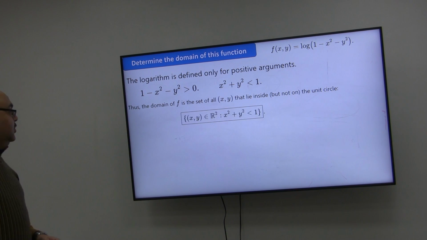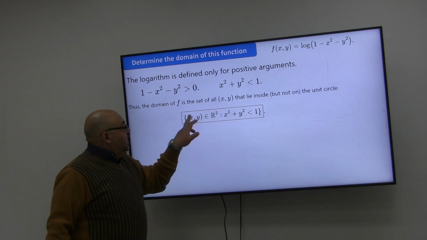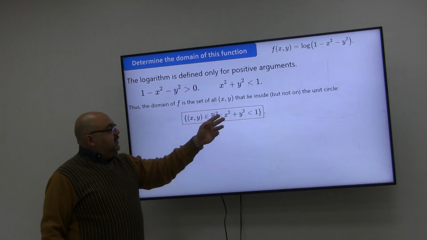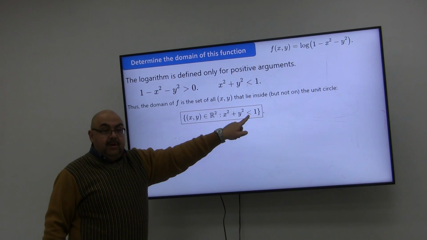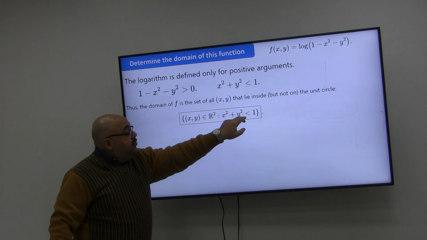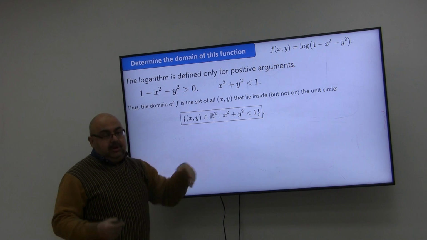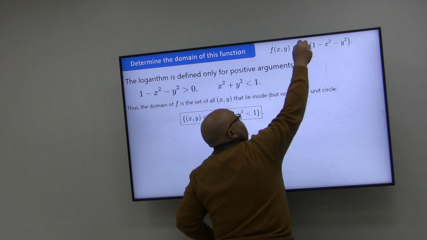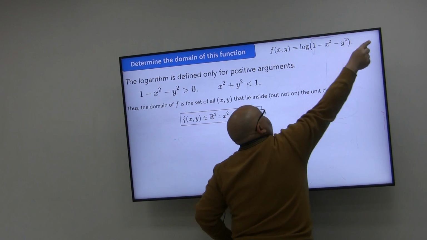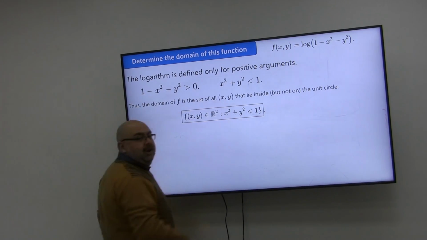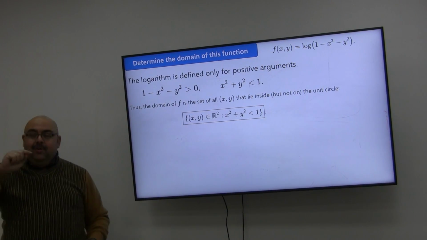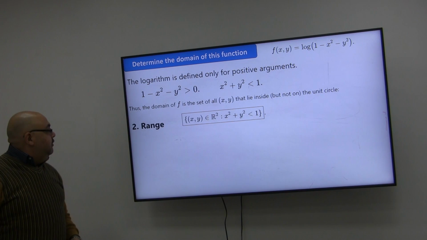Okay? So once more, this is (x, y) belongs to R squared, such that x squared plus y squared less than 1. If I wrote less than or equal to 1, in another situation, if I have, instead of the log, a square root, this is going to be less than or equal. So the boundary of your circle will be included.